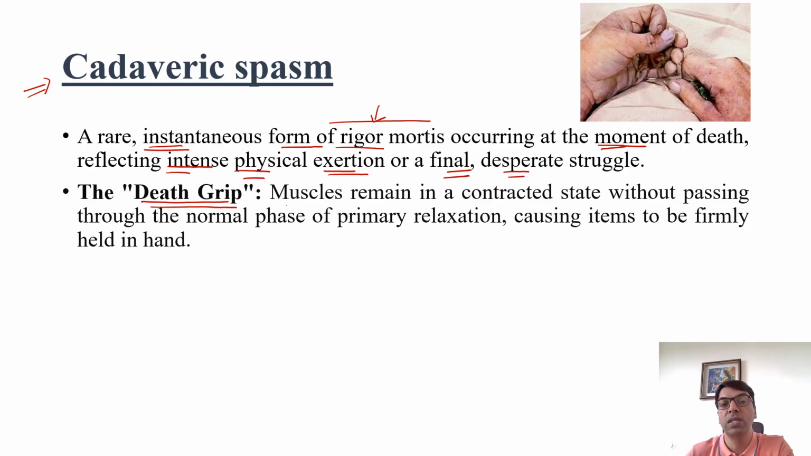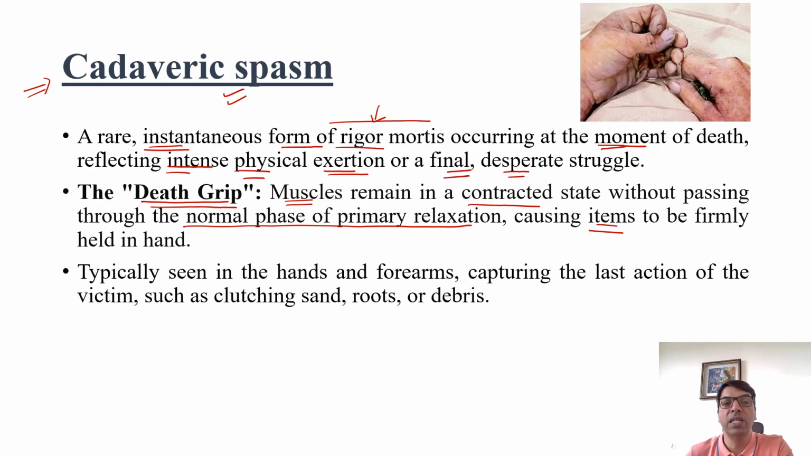The muscles where the action is taking place remain in a contracted state without passing through the normal phase of primary relaxation. We all know before rigor mortis appears in a body, there is a phase of primary relaxation, which is further followed by final rigor mortis, and rigor mortis is destroyed or inactivated by putrefaction. So in this cadaveric spasm, there is no normal phase of primary relaxation. Hence, it causes items to be firmly held. It is also called instantaneous rigor.